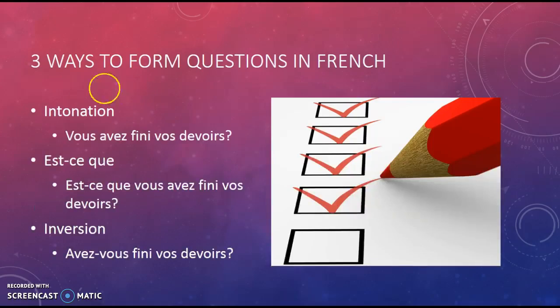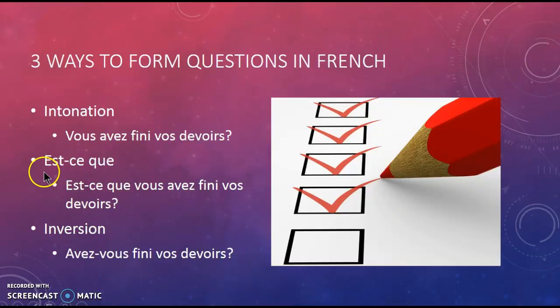As you know, we have three ways to form questions in French: intonation, est-ce que, and inversion. So here's what it's going to look like in the passé composé. Vous avez fini vos devoirs? Remember that this is only possible in spoken French, where you can hear my voice rising at the end to tell you that this is a question.